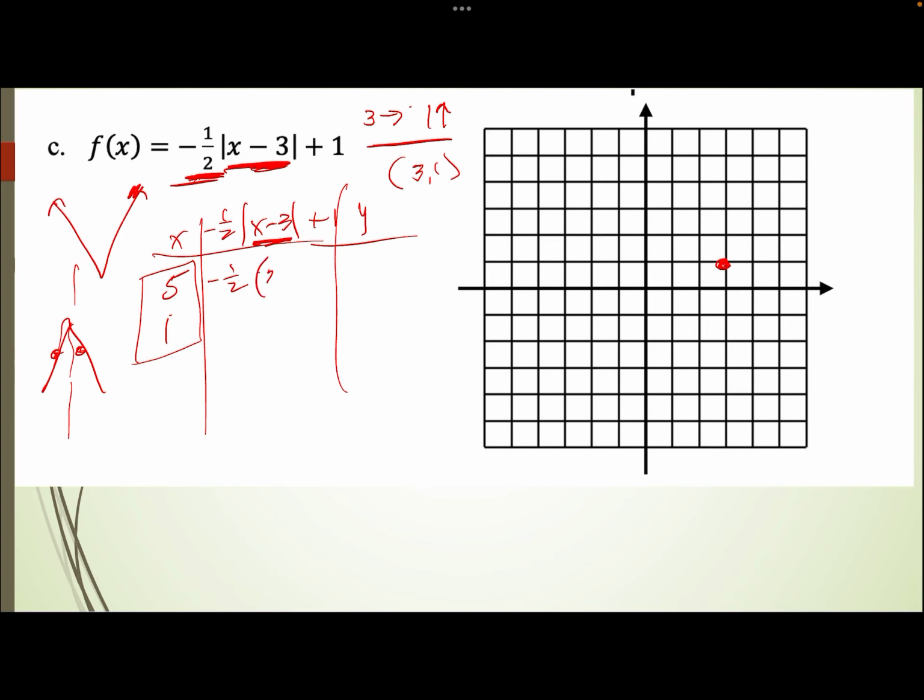5 minus 3, absolute value is 2. Plus 1, see what I did? This makes a whole number, and I get 0. So at 5, I get 0. But guess what? At 1, I also get 0. And they just want you to graph 3 distinct points so we know what the shape is.